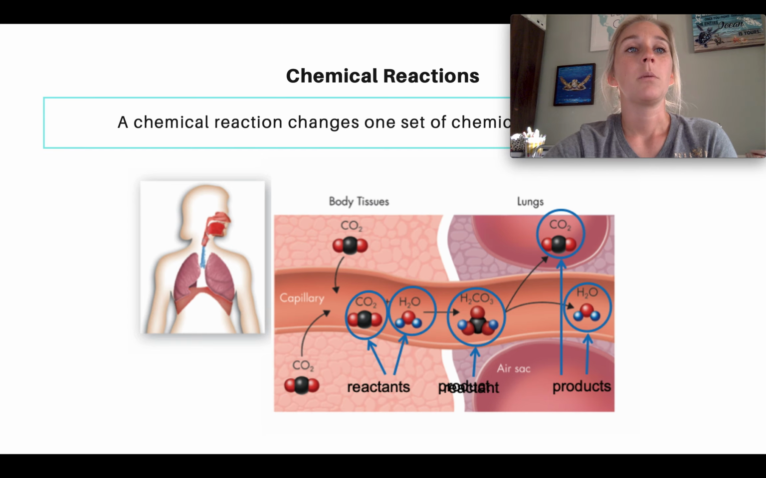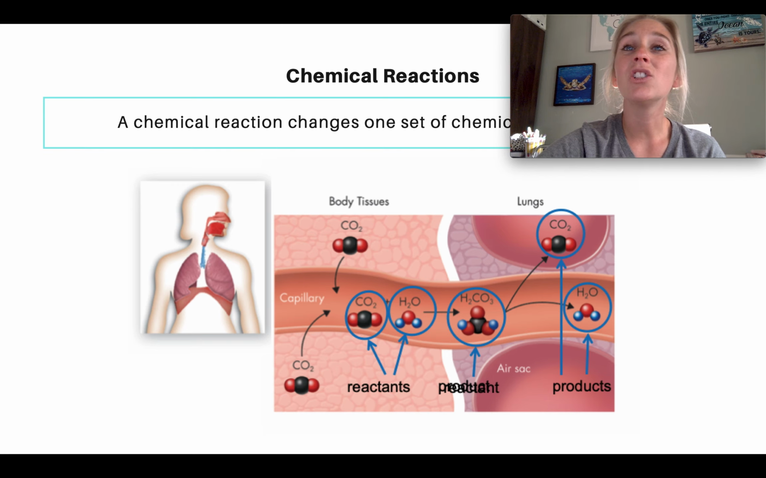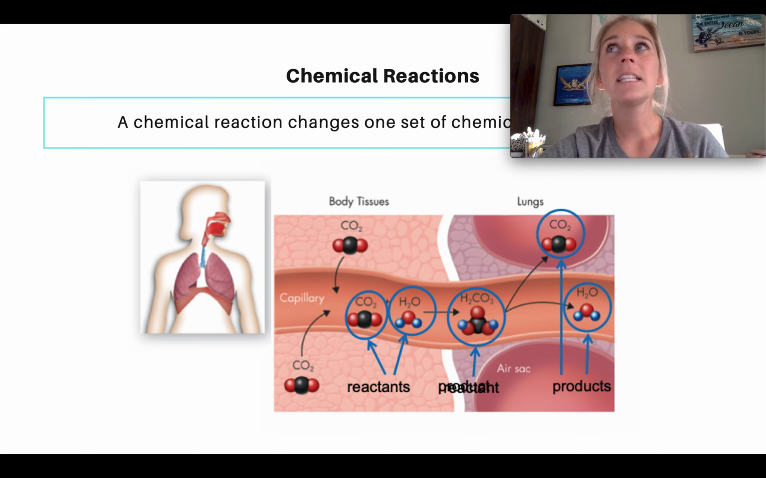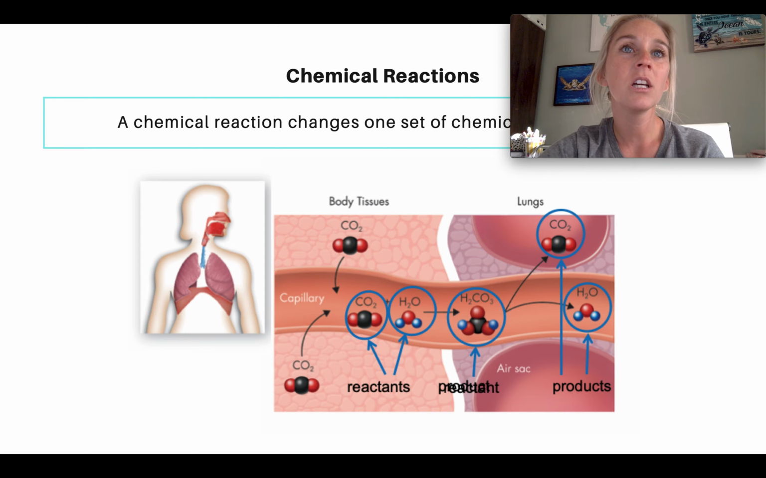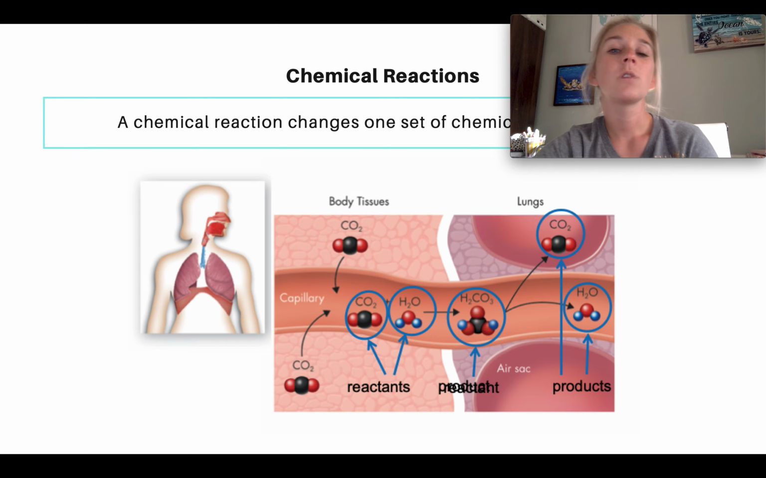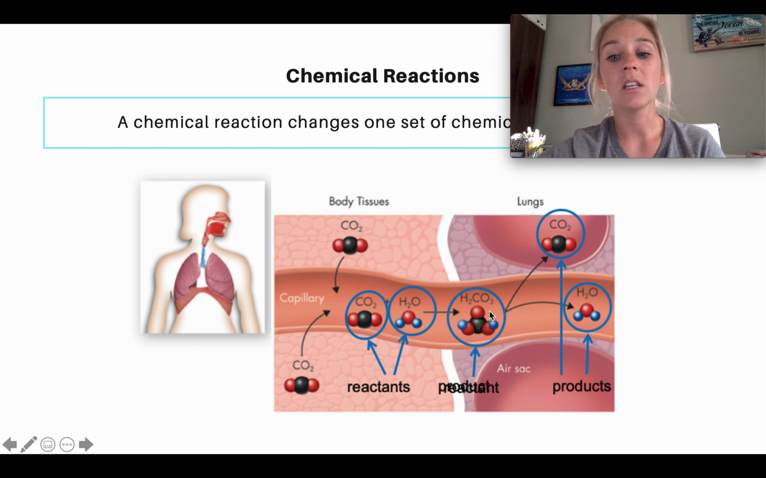Last, we're going to talk about chemical reactions. Chemical reactions happen when one set of chemicals is changed into another set. These involve changes in energy. So there's either going to be a release or a use of energy. The elements that go into a reaction are called the reactants. So here we have carbon dioxide and water going into this reaction, the reactants. What comes out is the product.